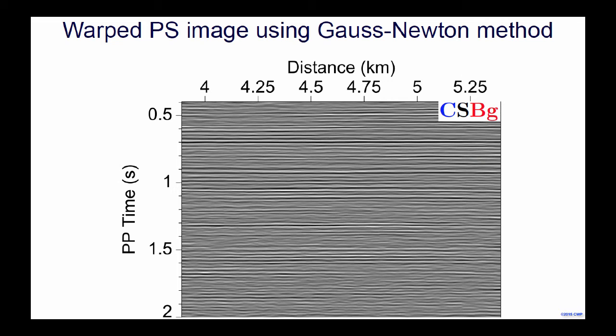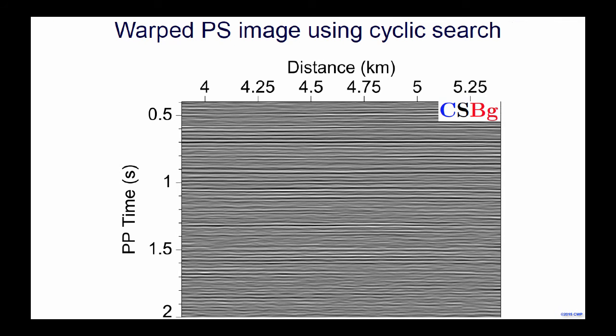And you'll notice that at this scale, there are more similarities between these images than differences. So here's the Gauss-Newton method. And here is the cyclic search method, which is quite similar. And then again, here is the shaping filter. And for reference, I've also plotted the PP image.